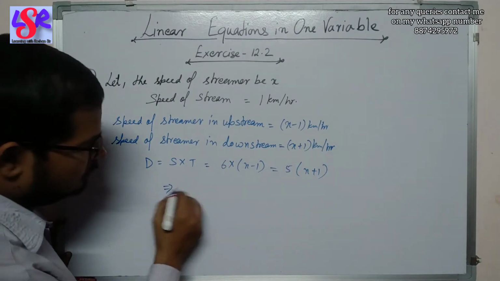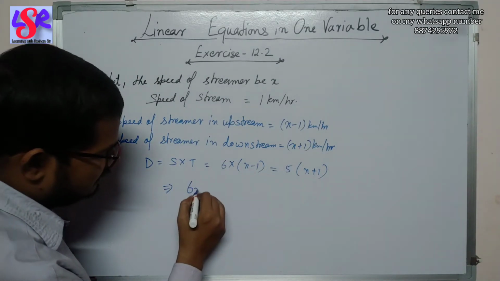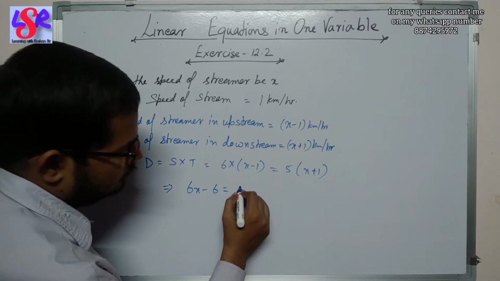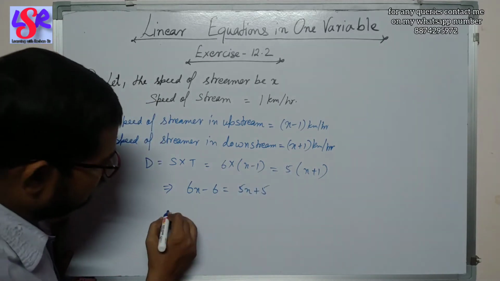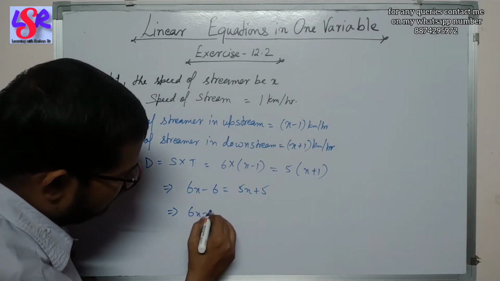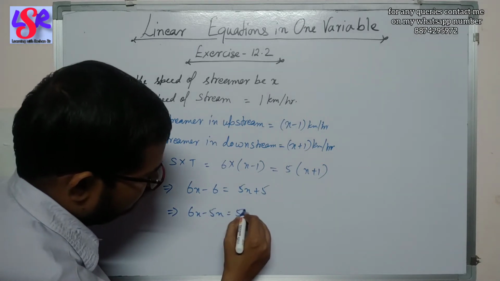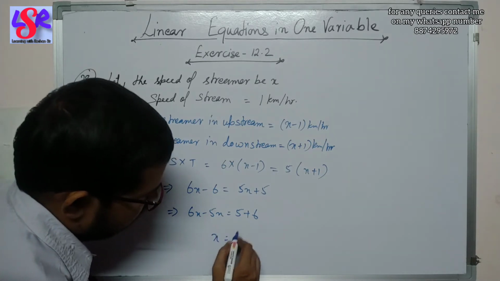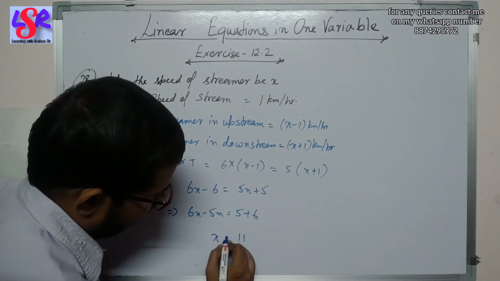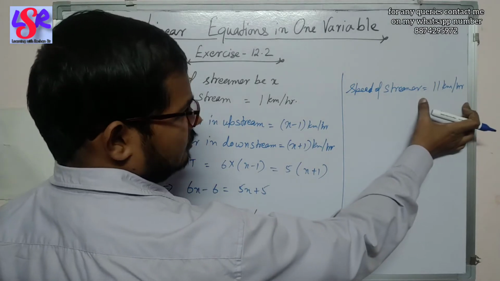First of all, we are going to open the bracket. This will be 6x minus 6 equals 5x plus 5. Put this on this side, and this will be 6x minus 5x equals 5 plus 6. And here 6 minus 5 is x, equals 5 plus 6 is 11. Speed of streamer will be 11 km per hour.